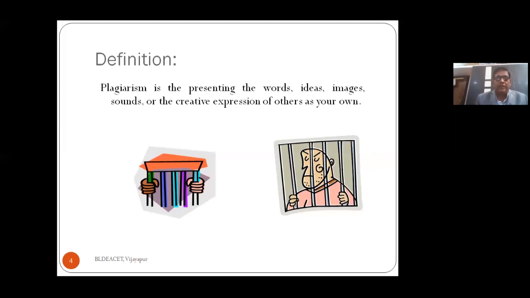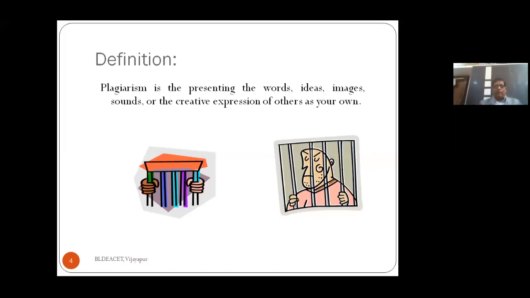Now we can see plagiarism. What is the definition? Plagiarism is presenting the words, ideas, images, sound, or creative expression of others as your own. When we commit plagiarism, we copy someone else's words, ideas, images, sound, and that is plagiarism. Plagiarism is presenting the words of others as your own. So plagiarism is presenting the words, images, sound, or creative expression of others.